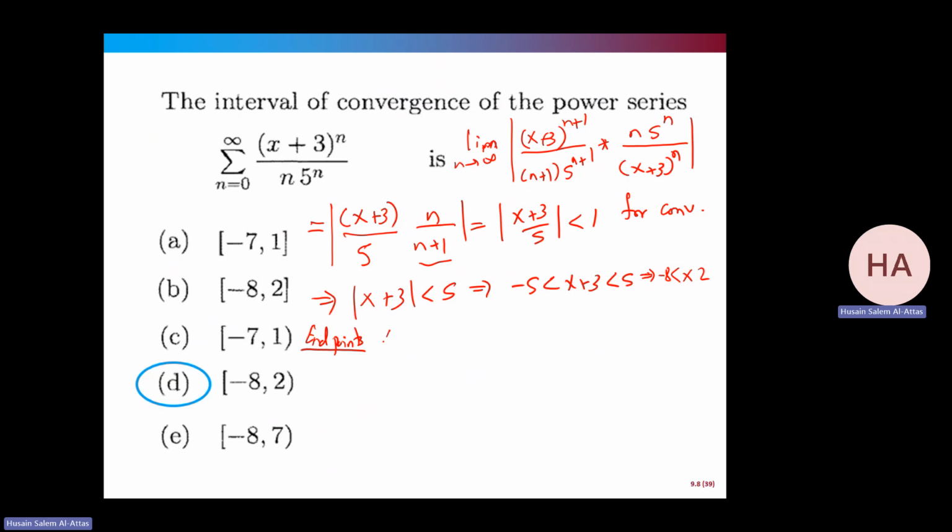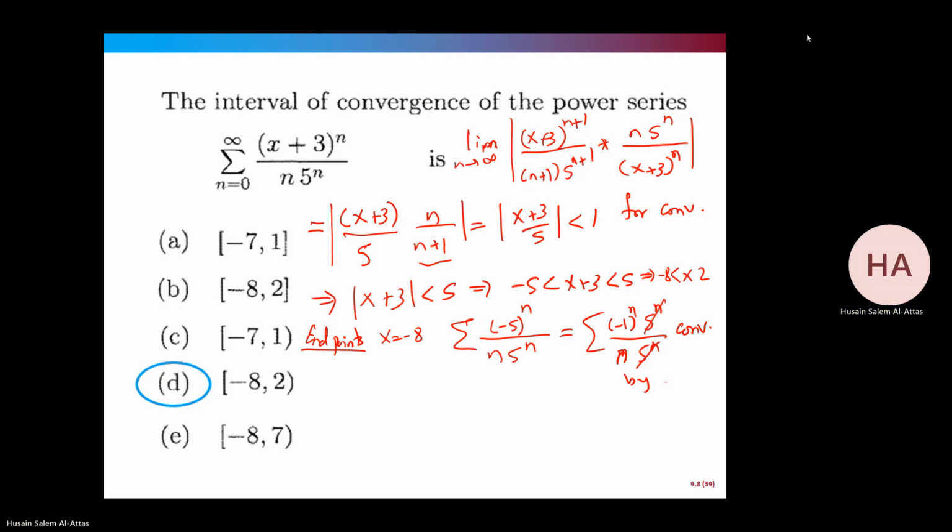Let me check x equals -8. Let me see what will happen. I have this series: -8 plus 3 is -5, so -5 to the power n over n 5 to the power n. In other words, this is -1 to the power n, 5 to the power n over n 5 to the power n. This is cancelled. This is very clear. It converges by the alternating series test.